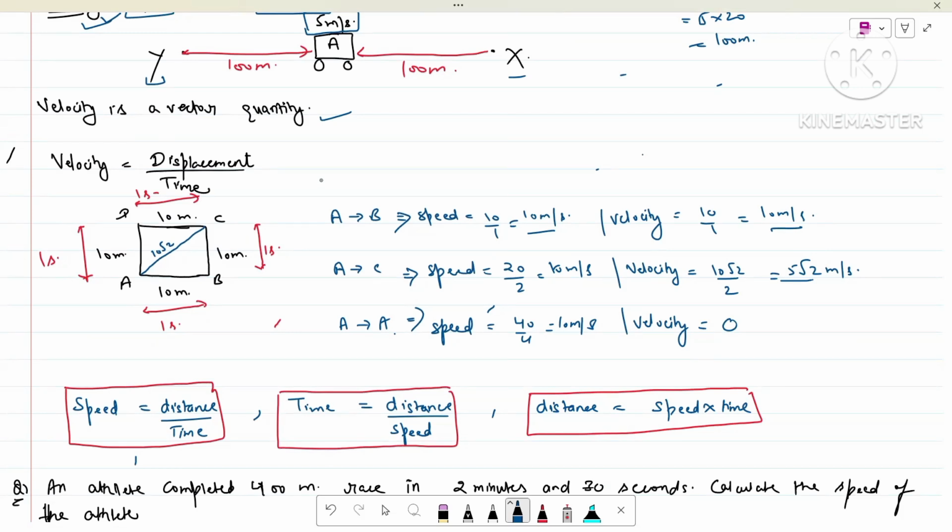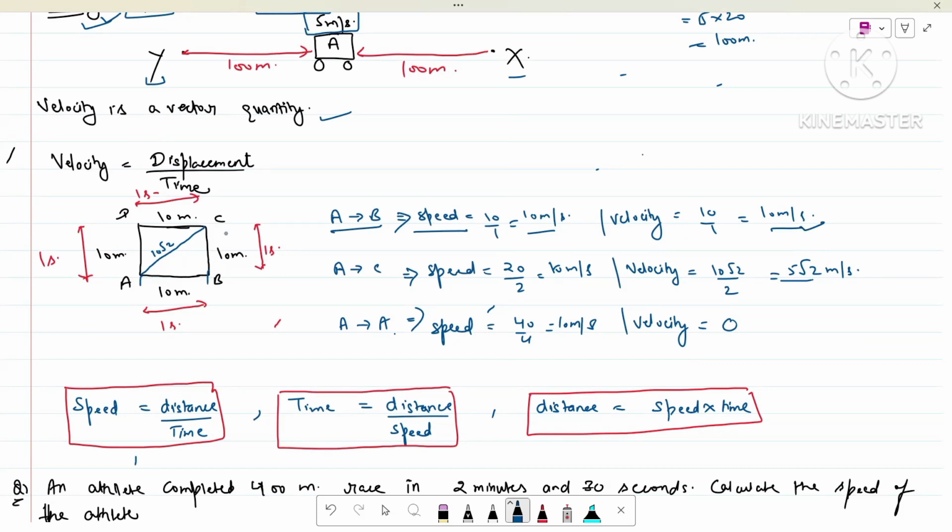Now, if I have to find the speed from A to B, how can I find speed? From A to B, speed is defined as total distance by total time taken. Now, what is the total distance covered here? 10 meter. And time taken is 1 second. So, speed will be 10 meter per second. Now, if I talk about velocity, velocity is the displacement by time. And displacement is defined as the shortest distance or difference in the final position minus initial position. So, this distance is 10 meter only. This displacement is also 10 meter. So, velocity will also be 10 meter per second.